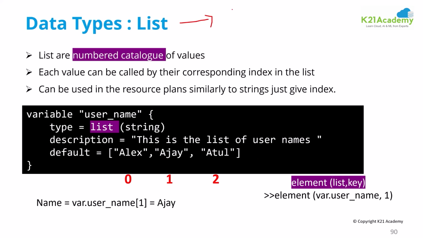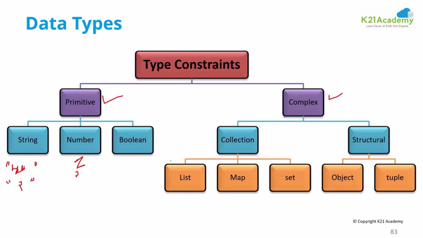Just like you make a list to do your shopping, same way we are talking about a list of values. The only difference is the list of values will be defined under square braces and they will be comma separated, like Alex, Ajay, Atul, Charles, Pete, and so on. They will be comma separated. Now let's come to map.